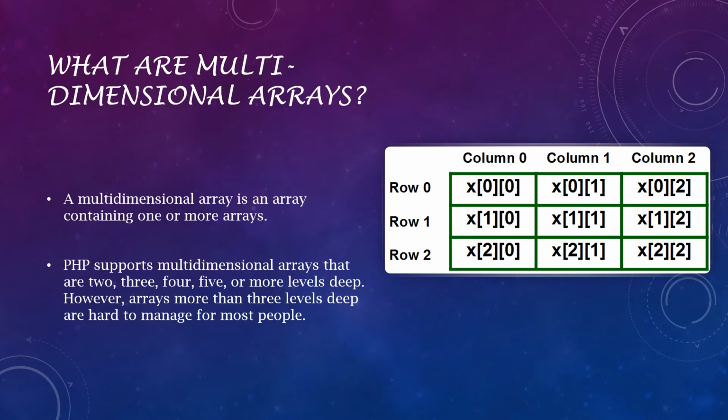What are multidimensional arrays? A multidimensional array is an array containing one or more arrays. PHP supports multidimensional arrays that are 2, 3, 4, 5, or more levels deep. However, arrays more than 3 levels deep are hard to manage for most people.